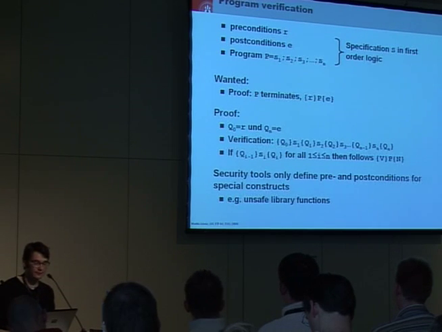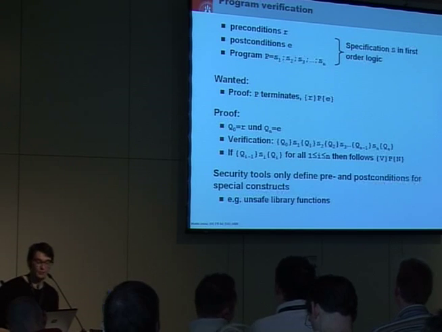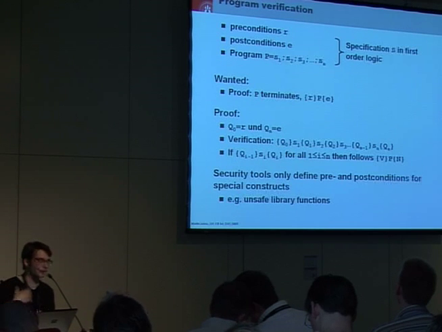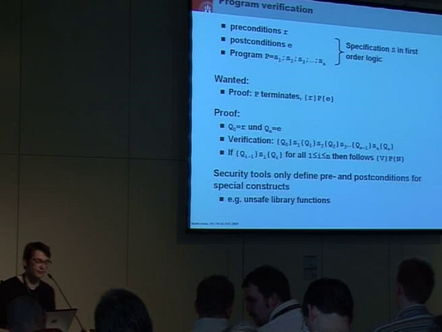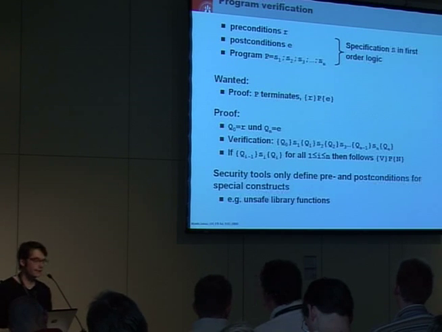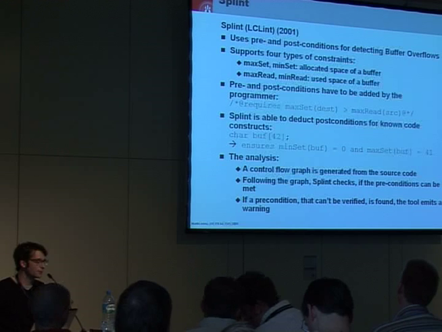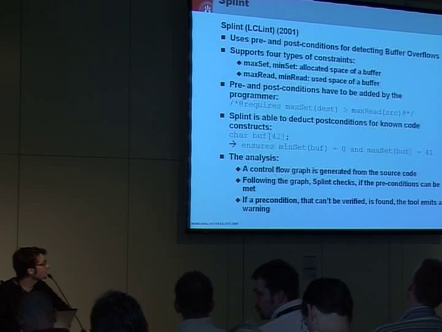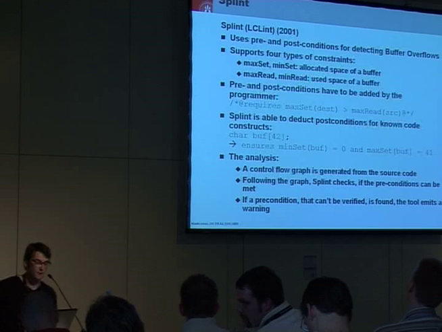Security tools that use this or borrow from this approach only define pre and post conditions for special constructs. In our case, we're going to see that it only defines pre and post conditions for library functions that work on buffer arrays, like string copy, and also on other statements that work on character arrays. We look only at Splint here. Splint is a really sophisticated and mature tool that is used for all kinds of debugging applications, but it can be used for finding security problems as well.